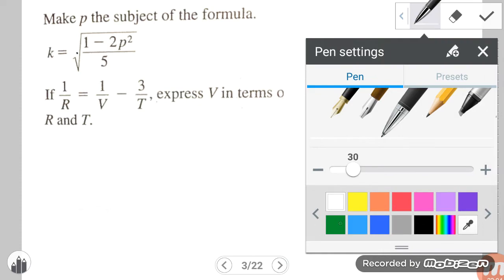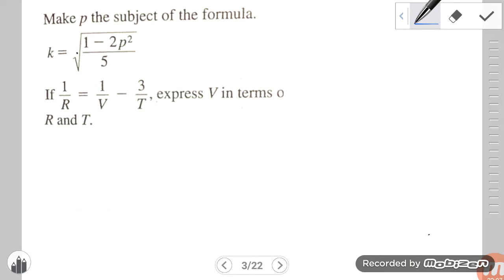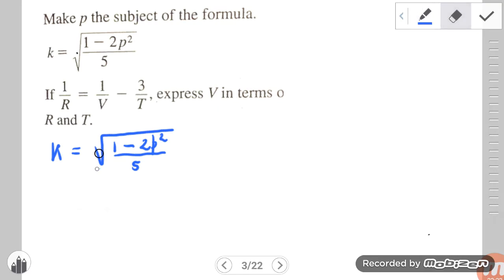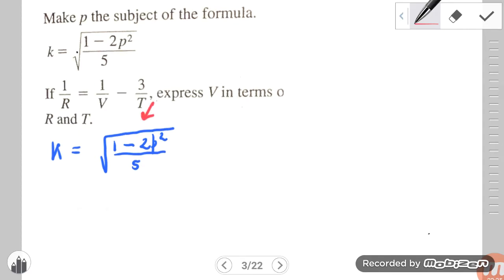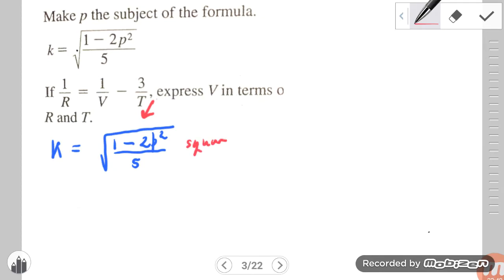So let's start it off here. We have K is equal to the square root of 1 minus 2p squared divided by 5. The first thing we want to do here is to get rid of that square root that is in front of us right here. The only way to get rid of that square root is to square both sides of the equation. So square both sides.